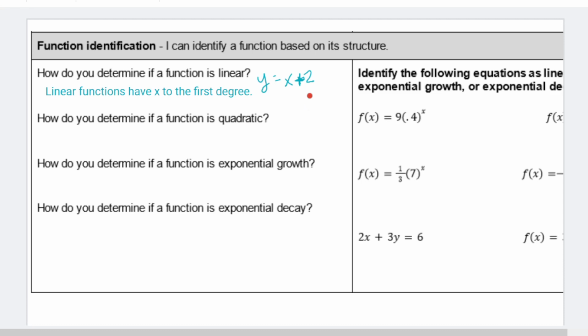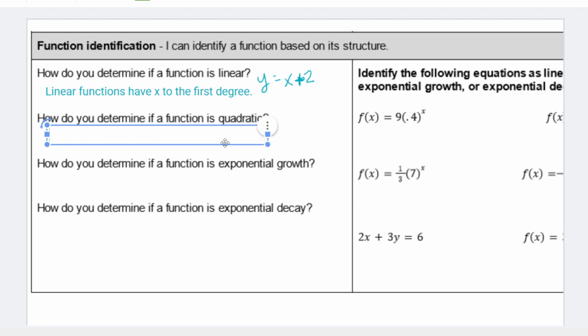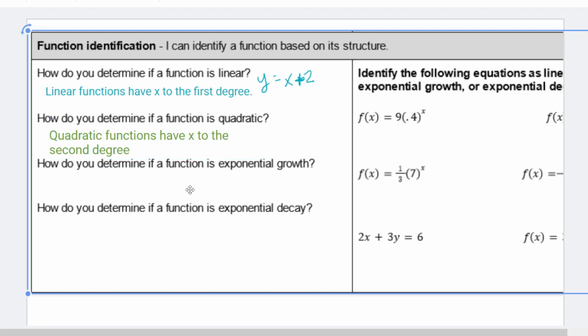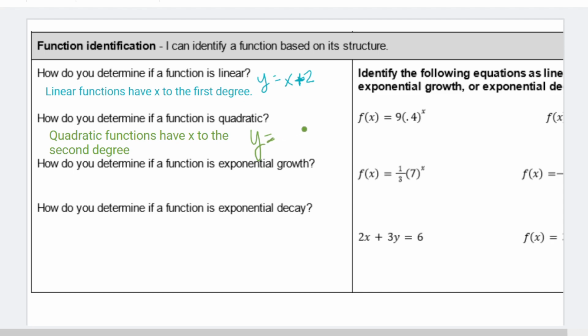Now, if something is quadratic, quadratic functions have degree 2. That means that the highest exponent that you see is to the second degree. So quadratic functions have x to the second degree. Again, that x is not in the exponent, and that x is not in the bottom of a fraction. So some examples, you might have y equals x squared minus 7. That is quadratic.